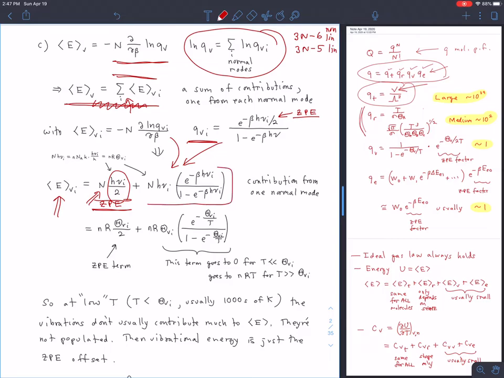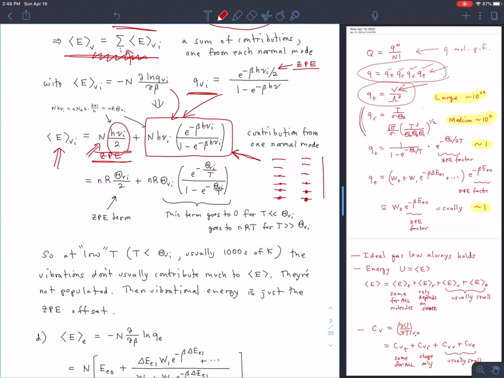And then the contribution that comes from the actual population of the various levels in the ladder of vibrational states. This term will be small if the temperature is low enough so that you're only populating the ground state mostly. If you start to get a little bit of population into the second state, it'll still be small. This extra term, the non-ZPE term, only starts to get significant when you start getting significant population into several vibrational states for a given normal mode.